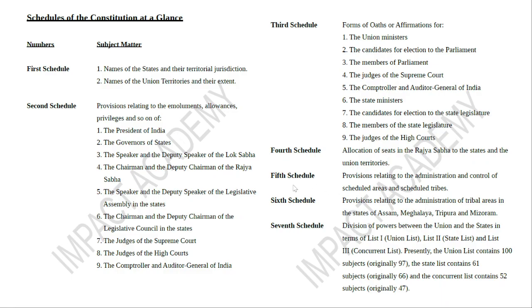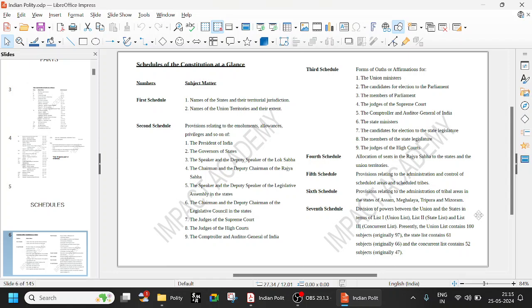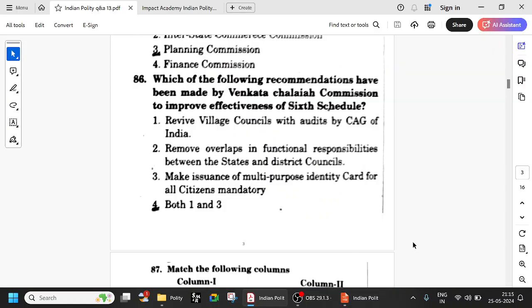So both fifth and sixth schedule are related to scheduled areas and tribes. Okay. So fifth is general provisions related to administration and control of scheduled areas and tribes. On the other hand, sixth schedule is provisions relating to the administration of tribal areas. Okay, so sixth is exclusively for tribal areas, and that too Assam, Meghalaya, Tripura, and Mizoram, because the tribes there have not assimilated into the Indian culture. Okay, they have a very unique and separate culture.